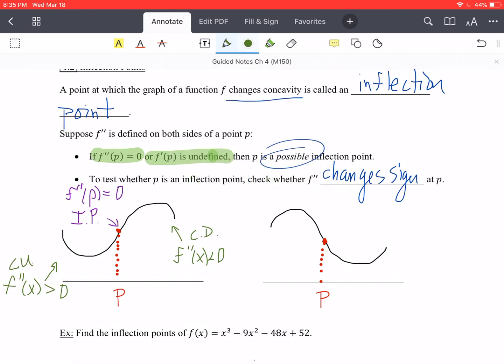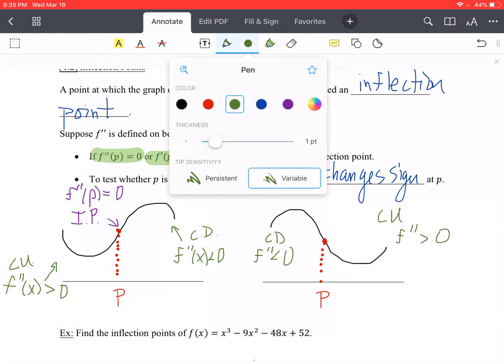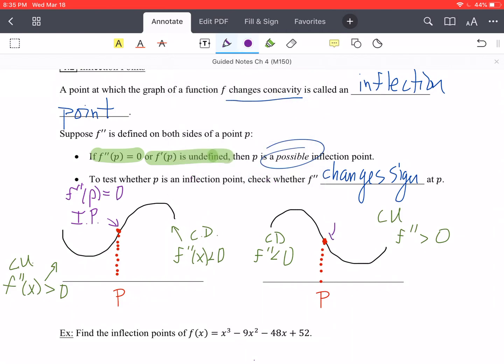Similarly, if we have a graph over here, this is going from concave down, so f double prime is negative, to concave up, so f double prime is positive. There we go, concave down to up. That means that P, in this case, is also considered an inflection point, right? So f double prime of P equals 0. This is an inflection point as well. Okay, we could have cases where we go concave up, and then it levels off the concavity, and then it just continues going up, right? In that case, that would not be an inflection point. It actually has to change concavity in order for it to be an inflection point.